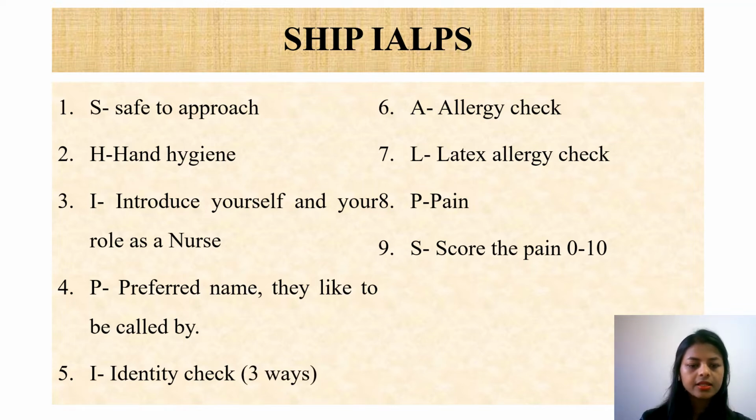Identity check. Identity check should be done in 3 ways. You have to see the document of the patient. Then you have to ask the patient about their name, date of birth and hospital number. And then you have to check the wristband of the patient.